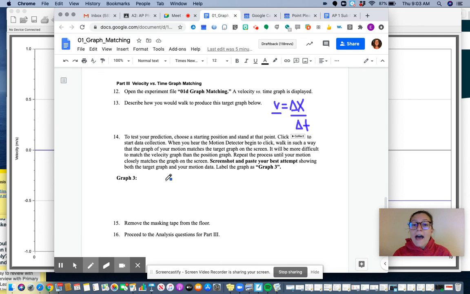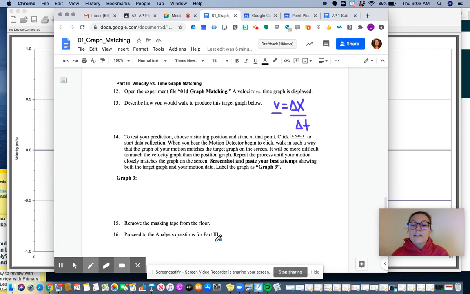Okay, once you've matched and are happy with the target graph, you're going to screenshot and paste it underneath graph number 3. Okay, you're going to remove the masking tape from the floor, throw it out, and you're going to answer analysis questions part 3.